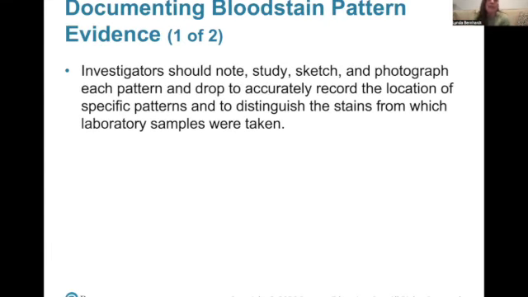Okay, for documenting, it's the same as with everything else. You start with a simple sketch so you don't miss anything, and then you document it all. You put the little cones down, you take pictures, all the different types, and measurements and whatnot.